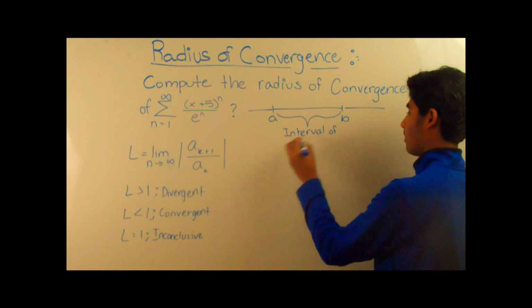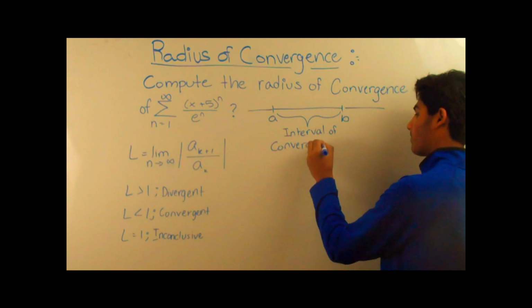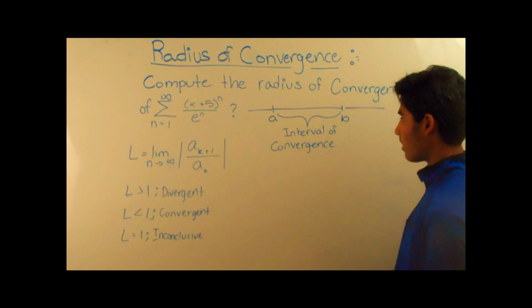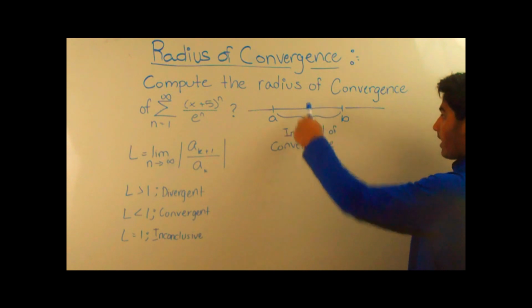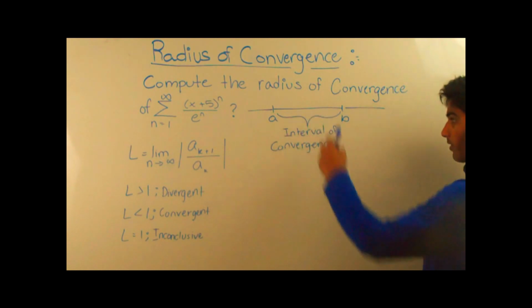So this is called the interval of convergence. If we plug in any of these values into the series, then the series converges, if we plug them in for x, not for n.